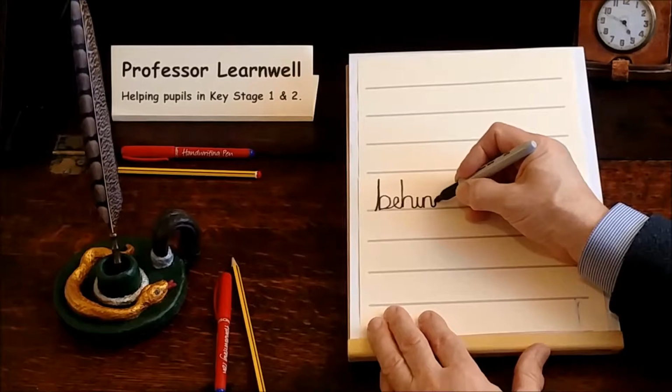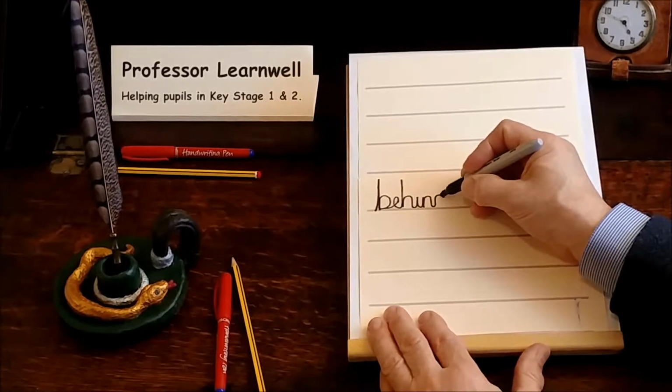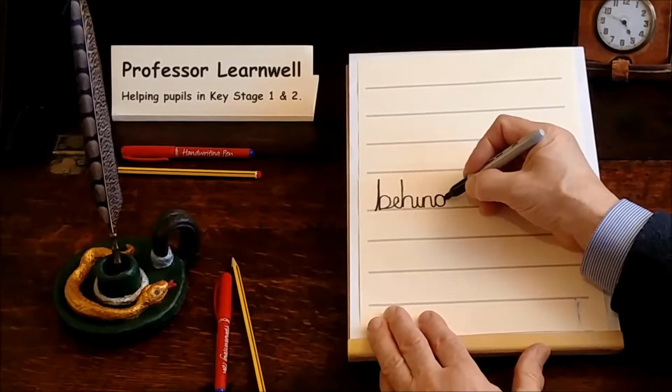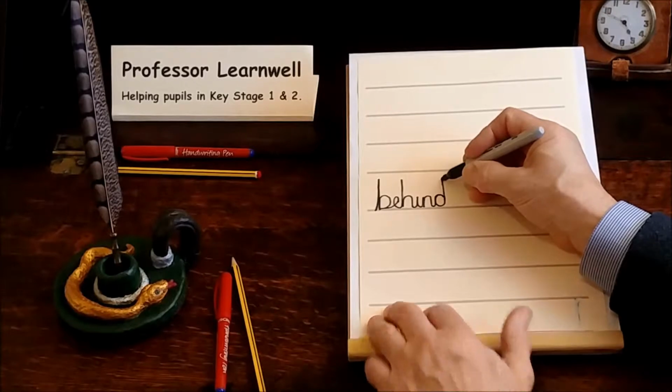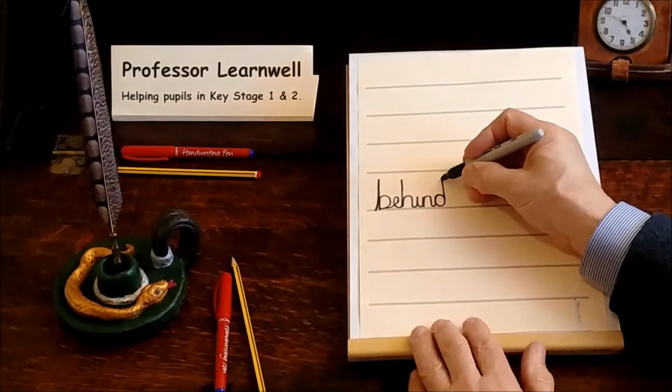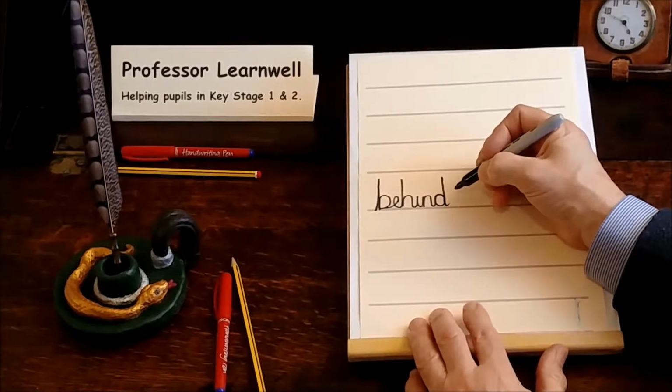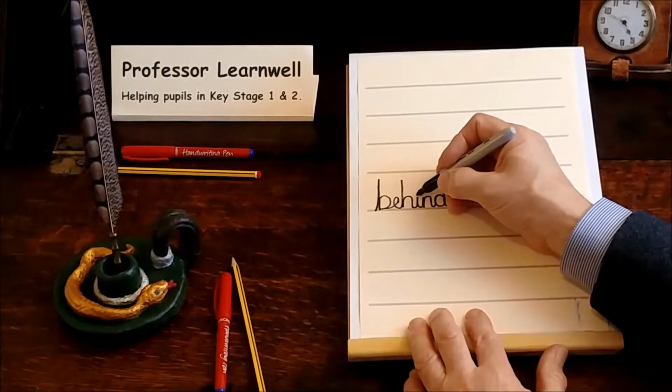Flick or hook to form the letter D. A bit like the letter A, go back on ourselves here, back to the line, up, but we continue above, keeping level with the B and the H, back down, and lead out like that. Lift and dot the I.